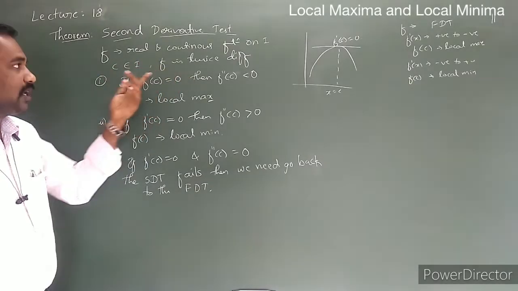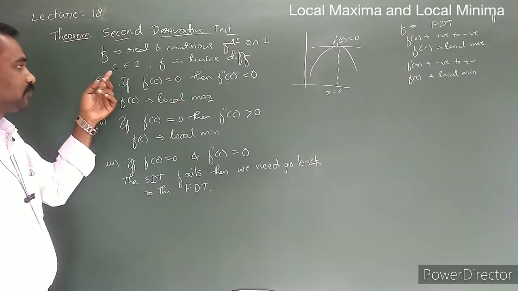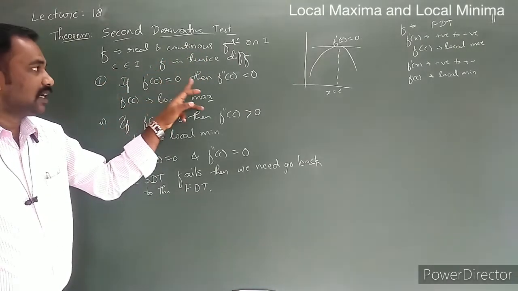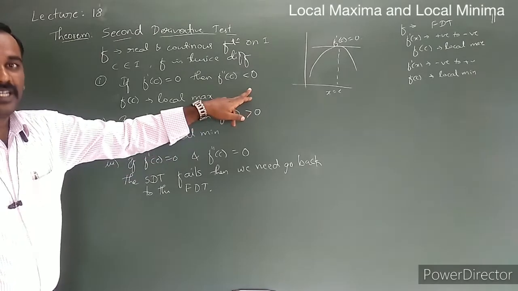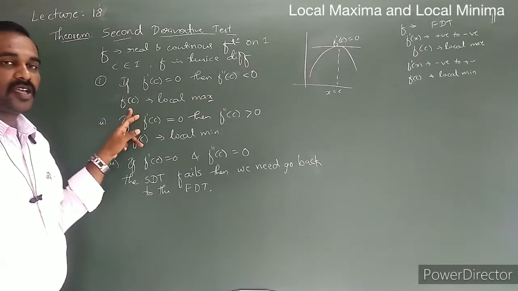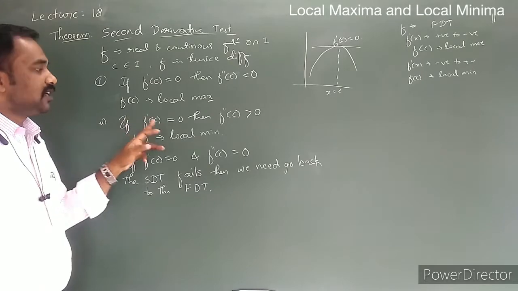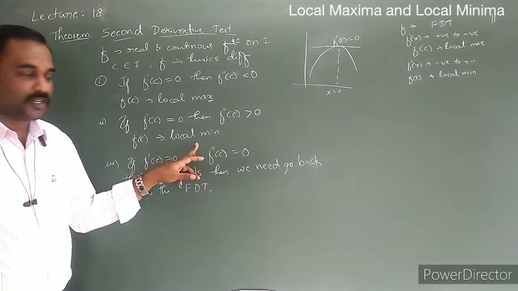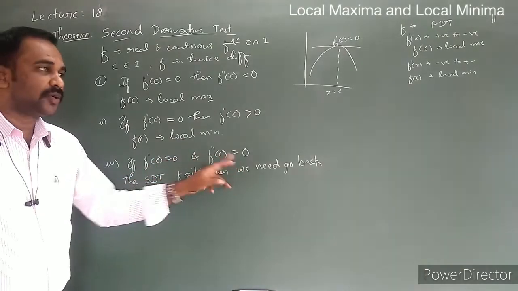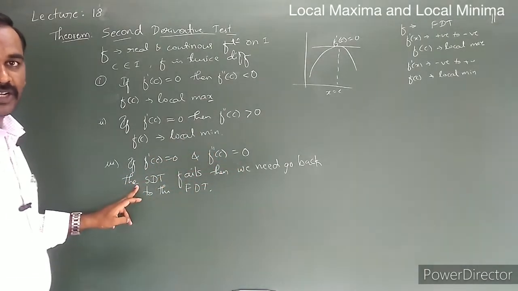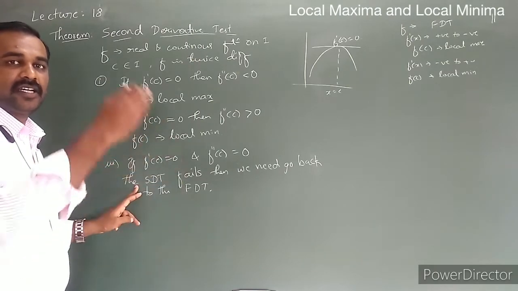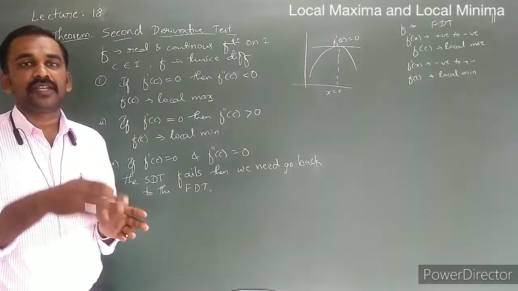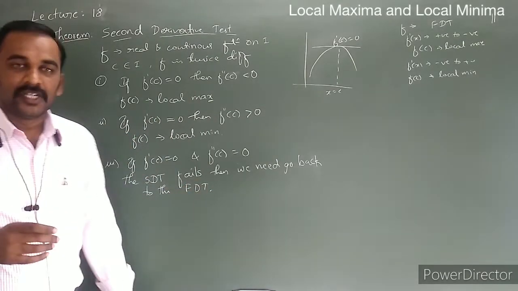So, on a continuous interval, f twice differentiable at the point c belonging to the interval. F dash of c is 0 and f double dash of c is negative: in that case, f of c is the local maxima. F dash of c is 0, f double dash of c is positive: in this case, it is a local minima. If both are 0, the second derivative test fails. We cannot find the local maxima or local minima using the second derivative test, so once again we go back to the first derivative test.